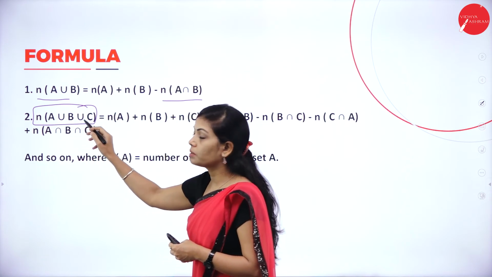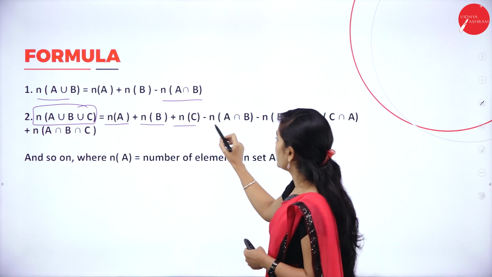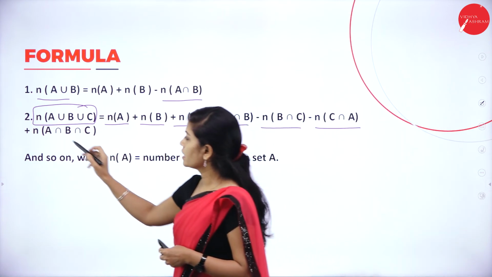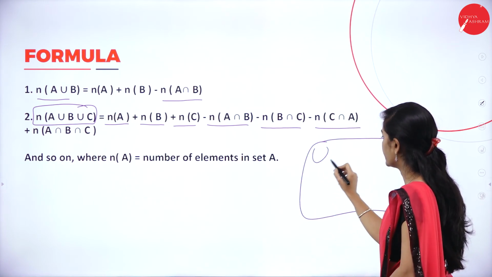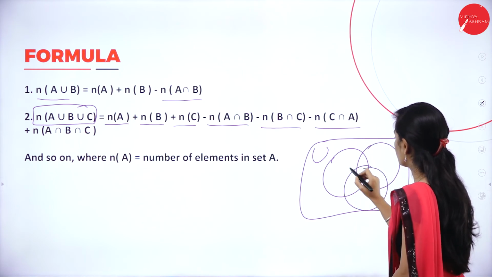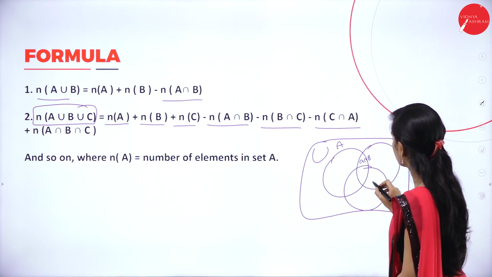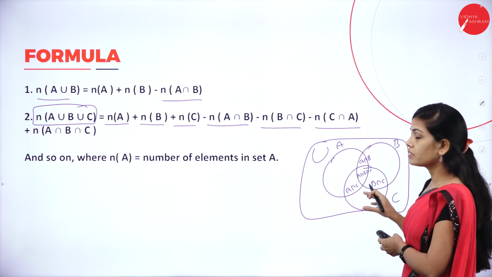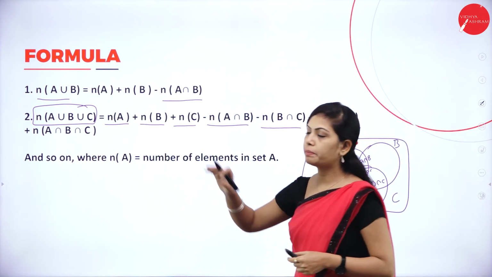For finding n of A union B union C, you can use n of A plus n of B plus n of C minus n of A intersection B, n of B intersection C and n of C intersection A, plus n of A intersection B intersection C. Already I have told you that if you get any 3 sets, you can use this method. I have 3 sets called A, B, C. This is A intersection B, this is B intersection C, this is A intersection C. This region is A intersection B intersection C. For finding the values of these regions, you can use this formula easily.